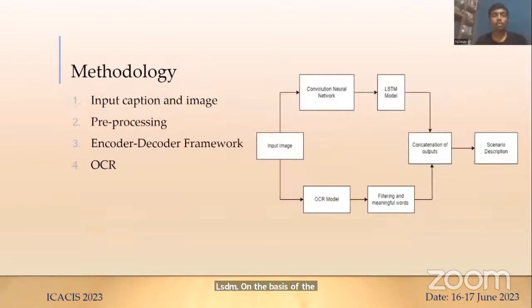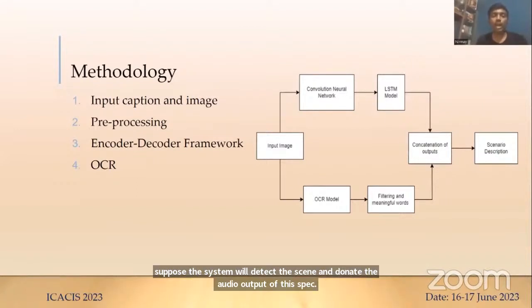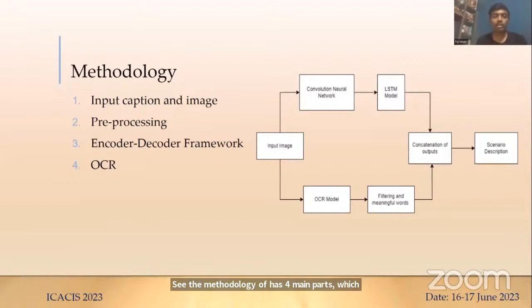Next. We have proposed a system which detects the scene and generates audio output of the specific scene. The methodology has 4 main parts, which include input caption and image, wherein we train the dataset. Second is the pre-processing on the specific dataset. Third is the encoder-decoder framework, which consists of CNN as the encoder and LSTM as the decoder.